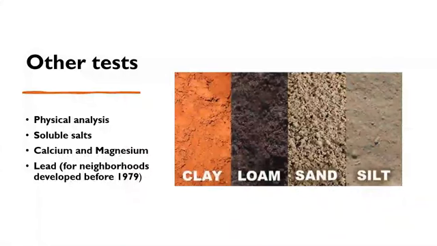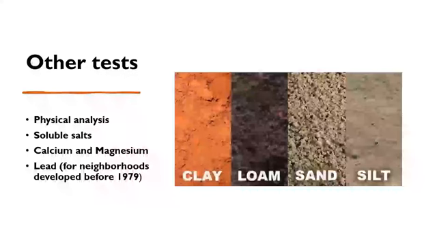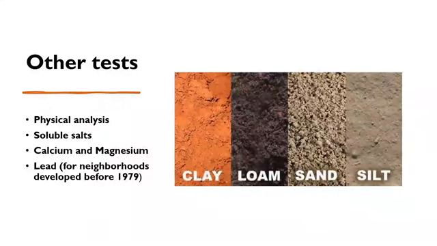There are other tests that you can get in addition to just your general test, and these will be extra fees, but they include a physical analysis telling you if it's clay, loam, sand, or silt, soluble salts, calcium and magnesium, and then lead. And this is recommended for neighborhoods where you're going to grow vegetables, or if you have small children and your neighborhood was developed before 1979.